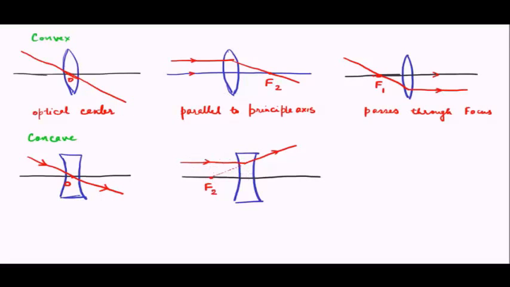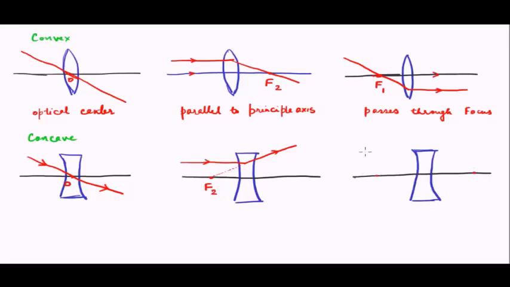Now the final scenario, let's draw the lens again. Principal axis, and in this case we'll pass the ray of light through the focal point, but the ray of light through the focal point would mean that it should have passed through this focal point, not this focal point.